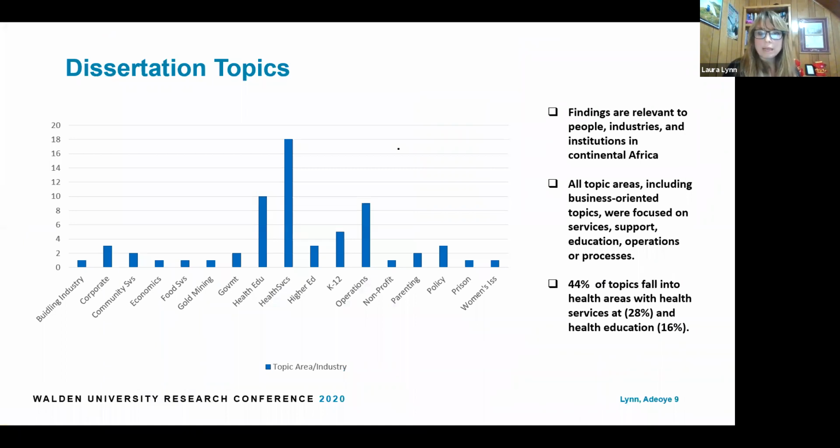So we started looking at the topics, and we were able to categorize them in the following general categories: building and industry, corporate, community services, economics, food services, gold mining, government, health education, health services, higher education, K-12, education operations, nonprofit, parenting, policy, prison, and women's issues.